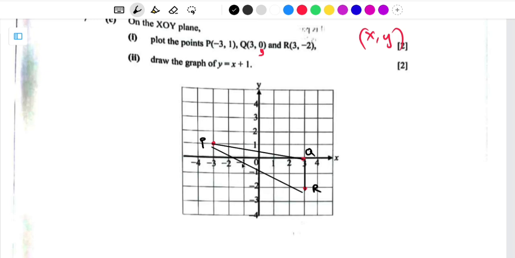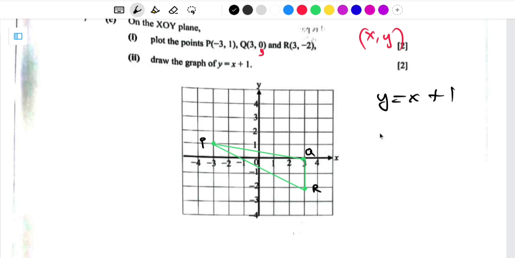Alright, so it has to be now a triangle, a small triangle. Let me just put it nicely so that it looks like a triangle. Yeah. So this is how it is going to look like. Use a different color so that you are able to see. Yeah. So that is our triangle. Then draw the line y is equal to x plus 1.